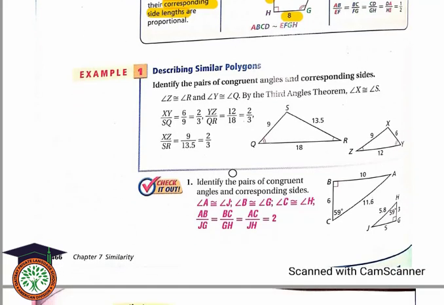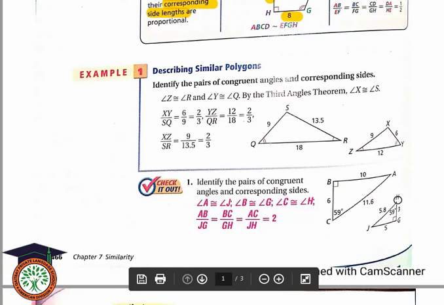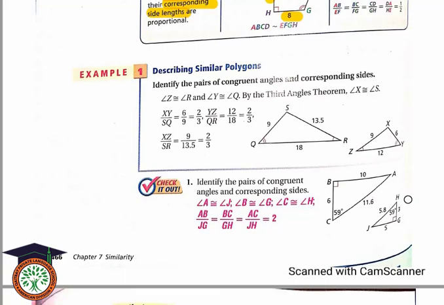Identify the pairs of congruent angles and corresponding sides. I have triangle ABC and triangle HGJ. So first angle, which is A, must equal angle J. Angle B is 90 degrees, so it's equal to angle G. And angle C, which is 59 degrees, is equal to angle H, which is also 59 degrees.